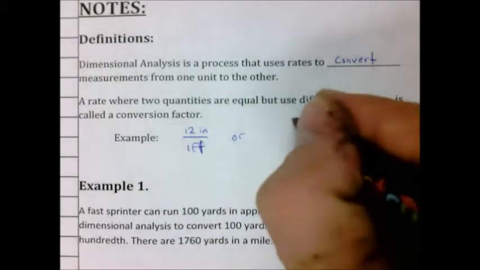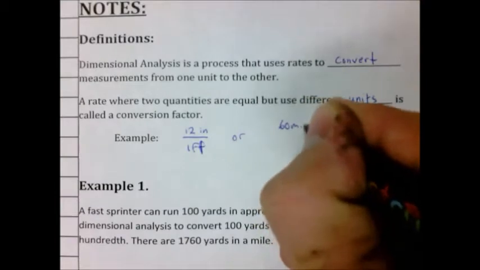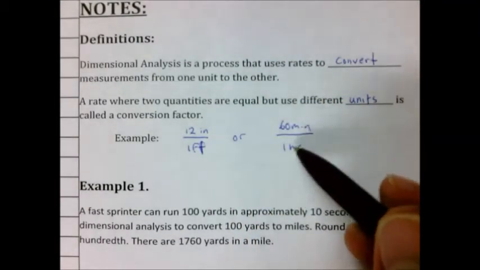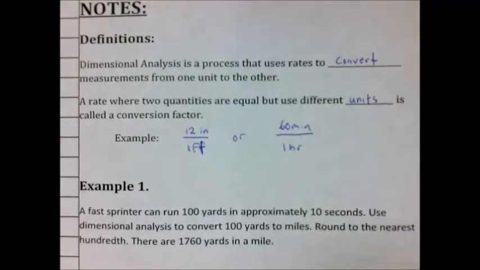Or another example of this might be 60 minutes is equal to 1 hour. Okay, these are the exact same thing. They're just two different units we could use to explain the same thing, right? Oh, it took me 60 minutes to do my homework, or it took me 1 hour to do my homework. It's saying the exact same thing, just different units, okay? So let's do an example now.